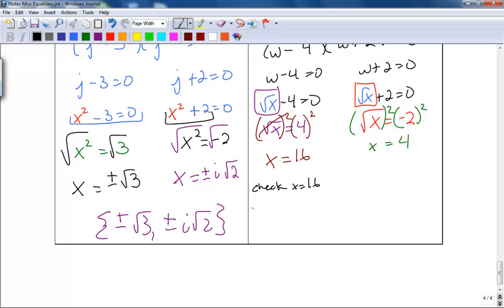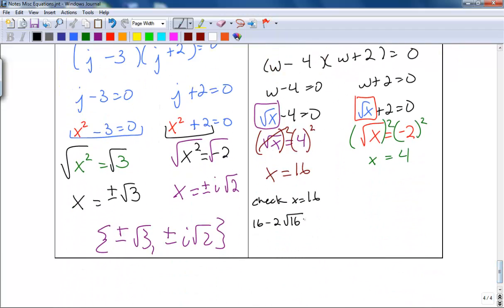So I have x, which is 16, minus 2 square root of x, which is 2 square roots of 16, and then it's minus 8. And I'm asking myself, does that equal 0? I don't know. Let's figure it out. Well, square root of 16 is 4. So I have 16 minus 8 minus 8. Does that equal 0? It sure does. 16 works out just fine. Let's do the other one.